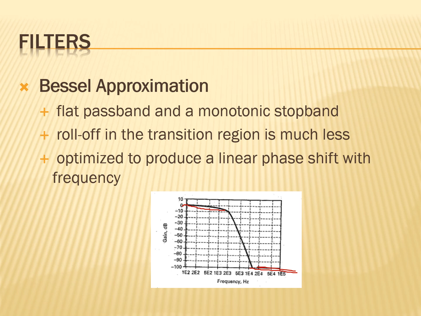The roll off in the transition region is much lesser, okay? So it has the slowest roll off, but it is optimized to produce a linear phase shift with the frequency. So it looks somewhat like a Butterworth approximation. However, it is slower in its roll-off compared with the Butterworth. Okay, so again, it needs a higher order, thus the greatest circuit complexity compared with the other approximations.